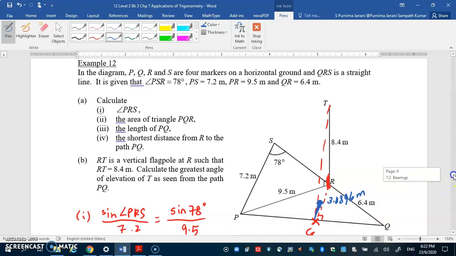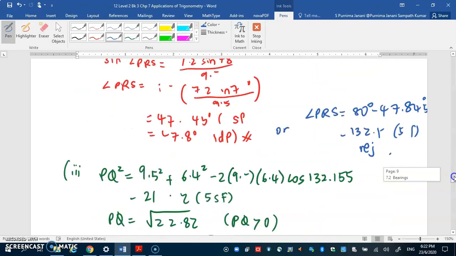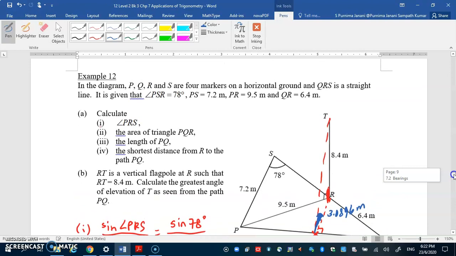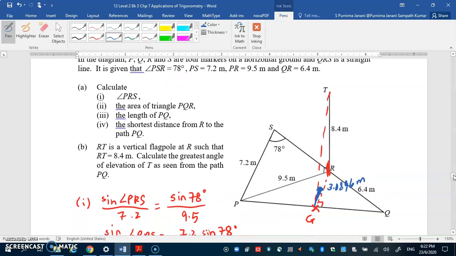So before that, let me just find some space, okay, let me just do it here. I'm going to redraw this triangle such that it makes more sense to me. I'm going to call this G, this is already R, this is T. RT is 8.4. This is a right angle. GR, just now we found, is the shortest length. It is 3.0896. And I'm supposed to find the angle TGR.